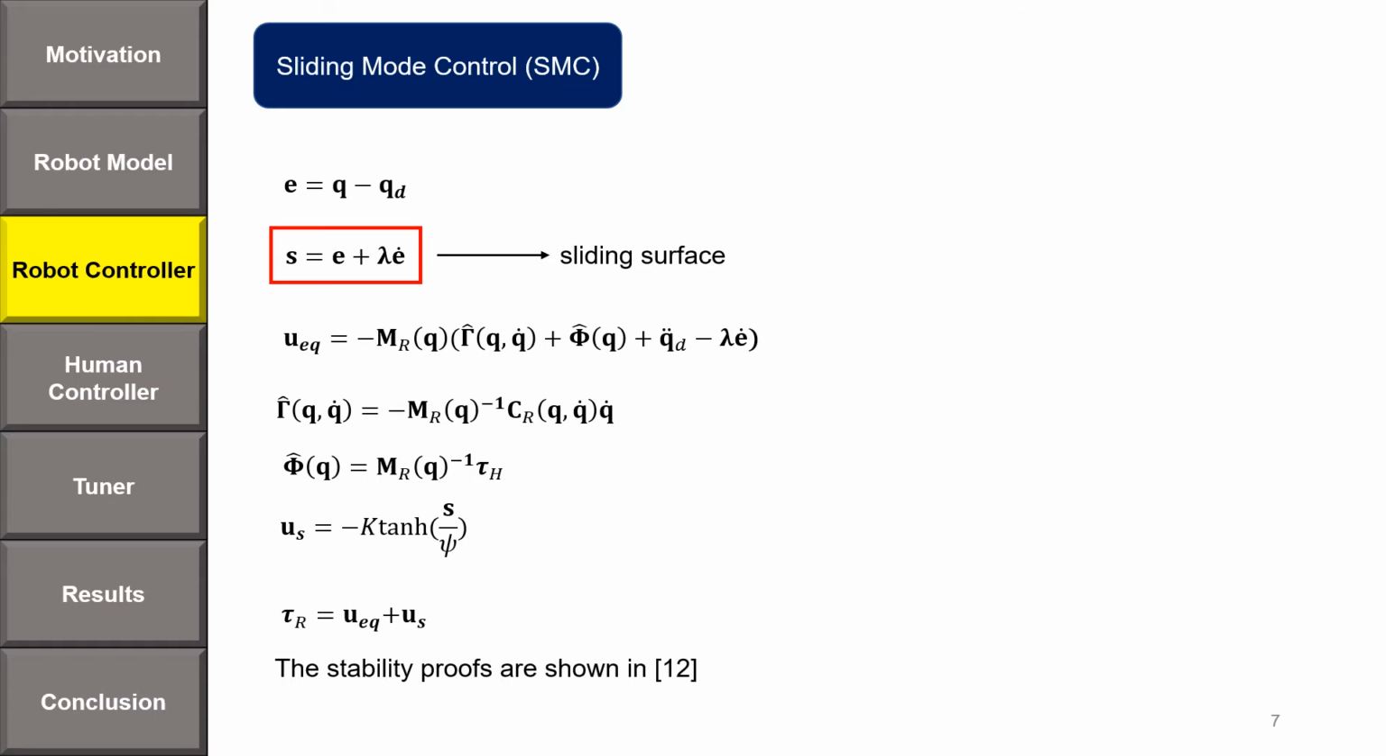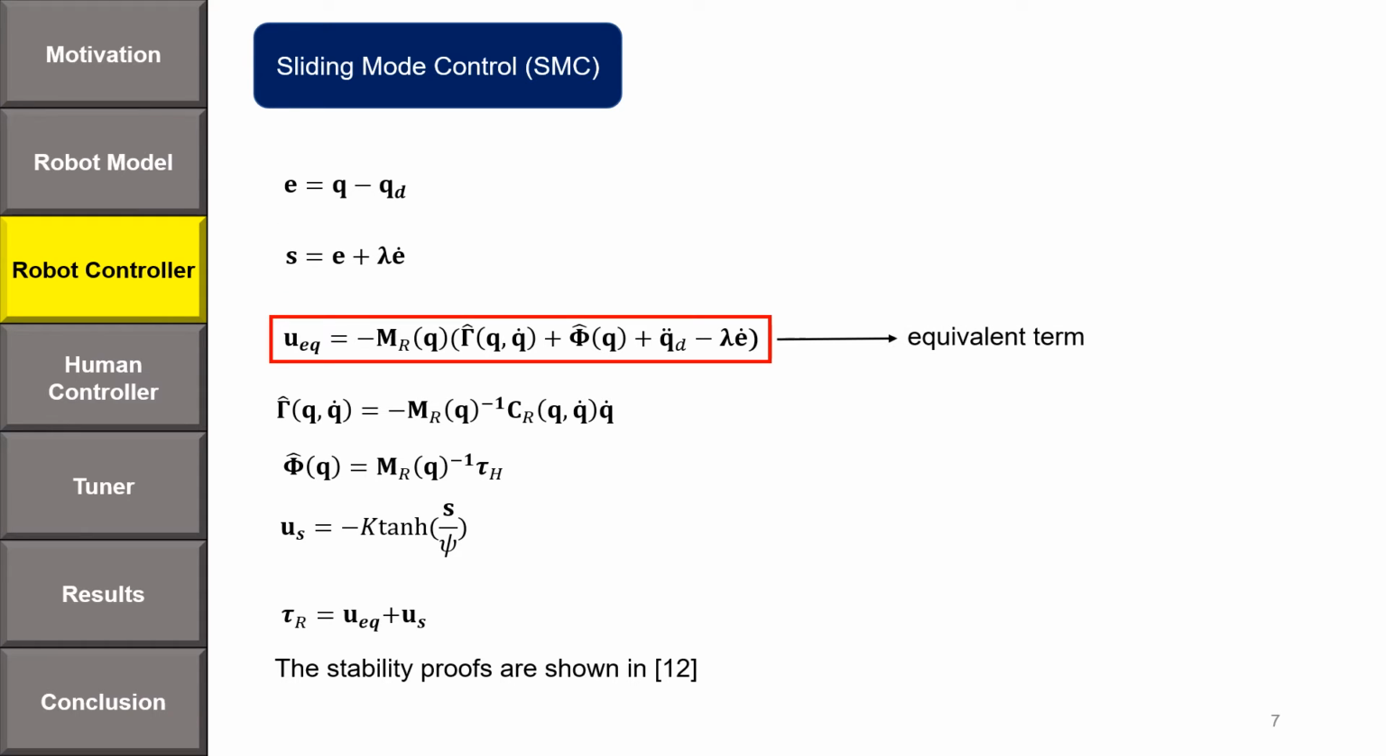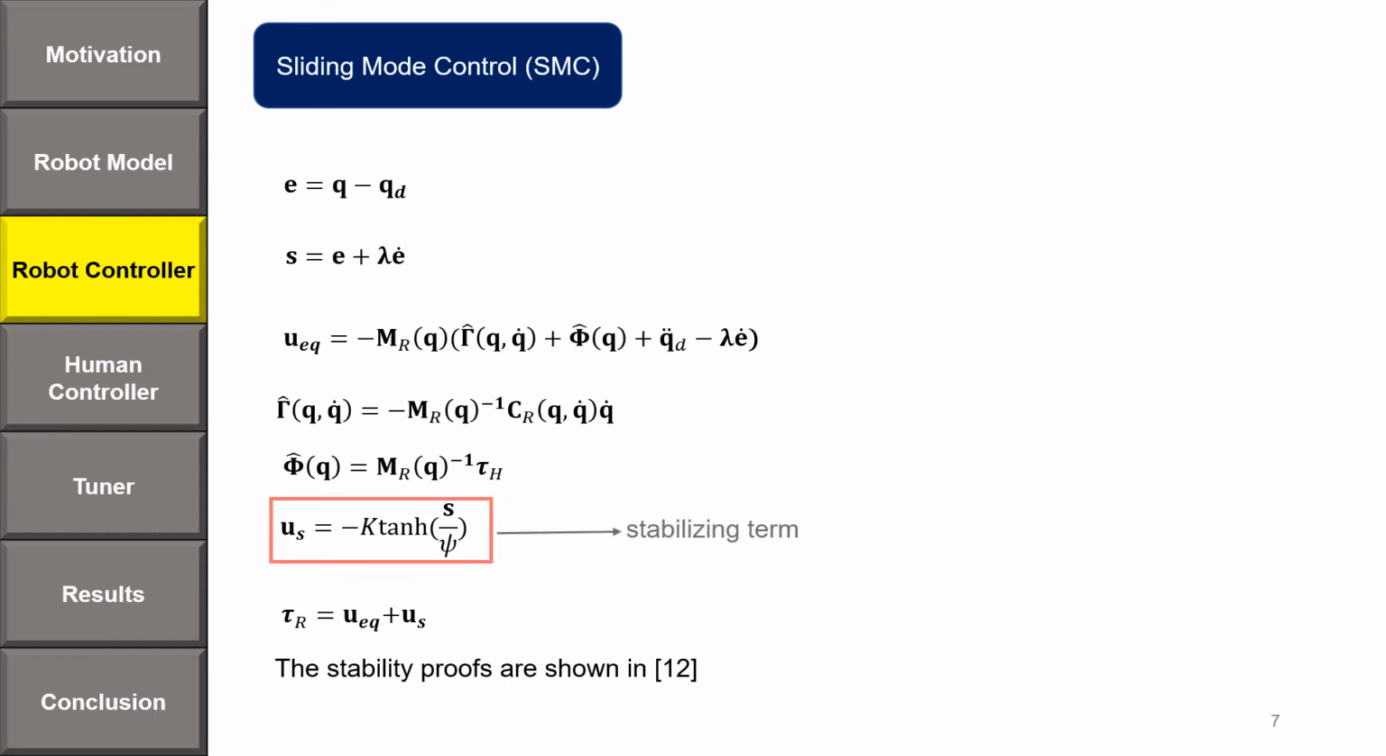The following sliding surface is defined for the SMC based on the joint angle error. The controller consists of two terms: a low frequency equivalent term which drives the closed loop system to the sliding surface, and a high frequency stabilizing term which rejects the disturbance. The original formulation for the stabilizing term includes a discontinuous sign function.